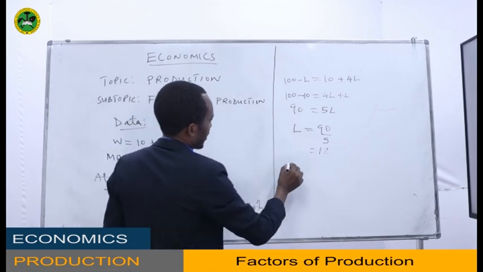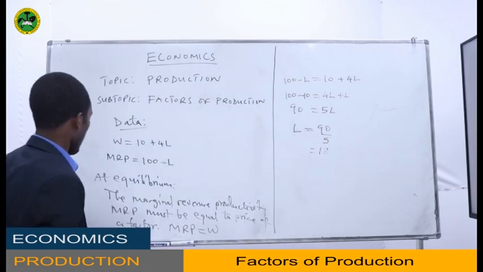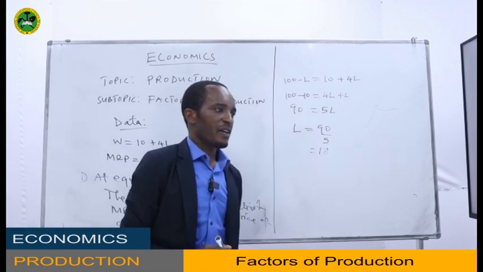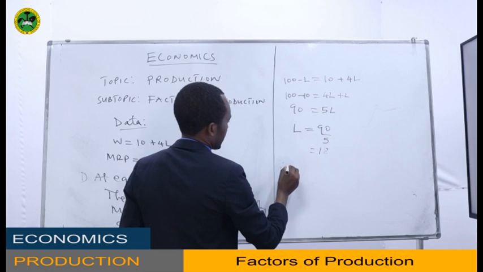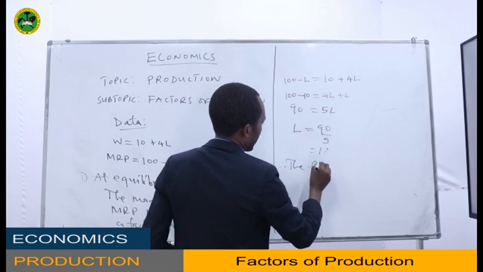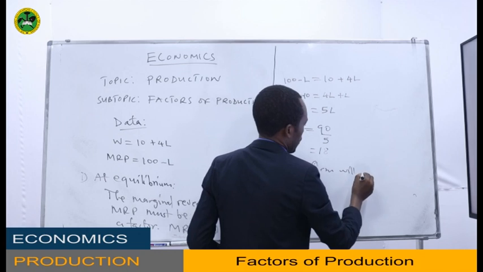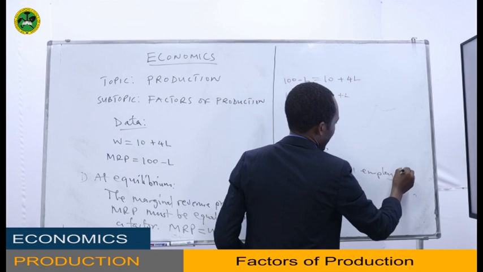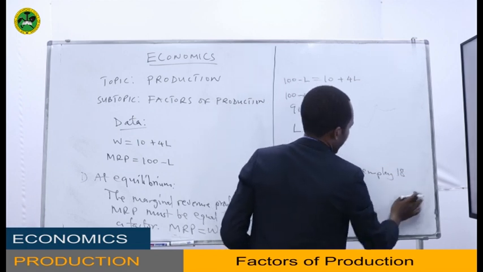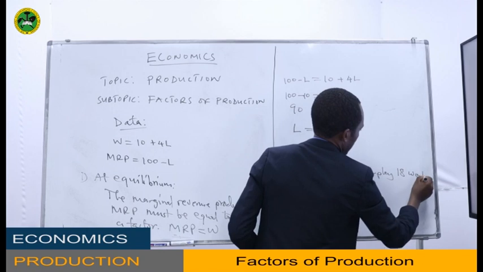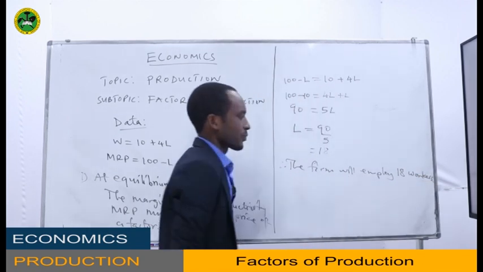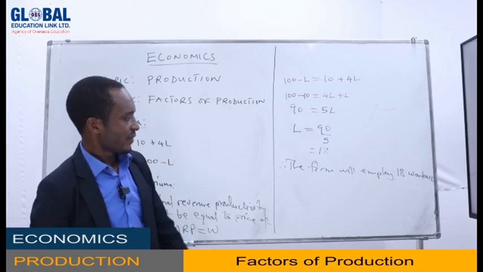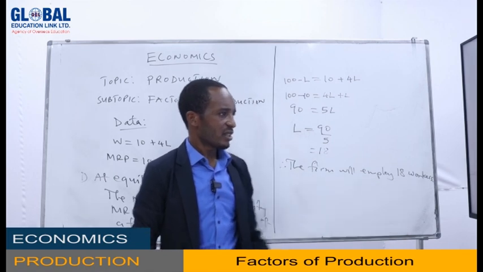So for the case of Roman 1, how many workers will the firm employ? Therefore, the firm will employ 18 workers. So in order to maximize the profit, the firm should employ 18 workers.